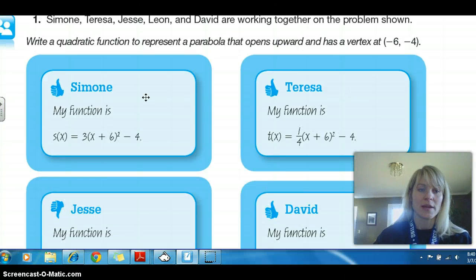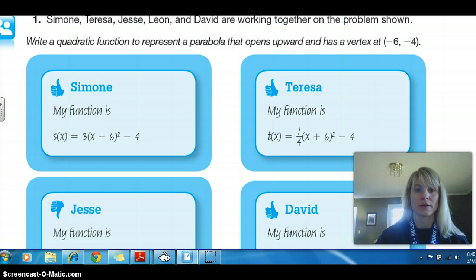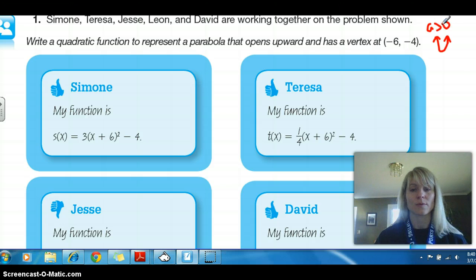Then we want to go down the page a little bit to where we have Simone, Teresa, Jesse, Leon, and David working on the problem, okay? And it says, write a quadratic function that represents a parabola that opens upward, and the vertex is -6, -4, okay? It opens upward, so we know it's going like this, pointing to the positive infinity. That means my a must be greater than 0, or it's positive, right?